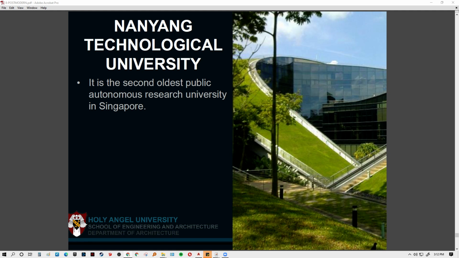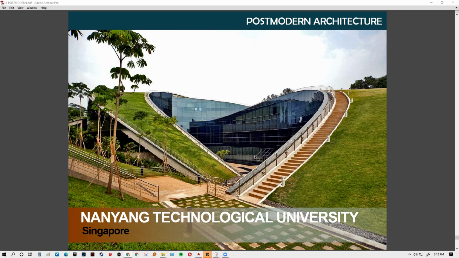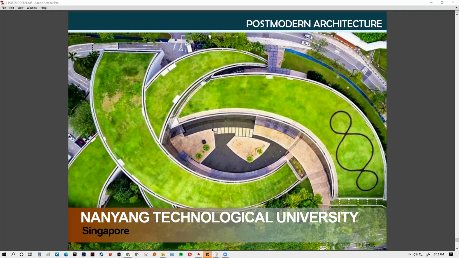A good example is the Nanyang Technological University in Singapore. This is the second oldest public autonomous research university, and it has this green roof. This school also has an architecture course, and is one of the most prominent for this configuration of design. If you're able to have a trip to Singapore, this is one of the must-see places, and you should check out the schedule to get into this one.